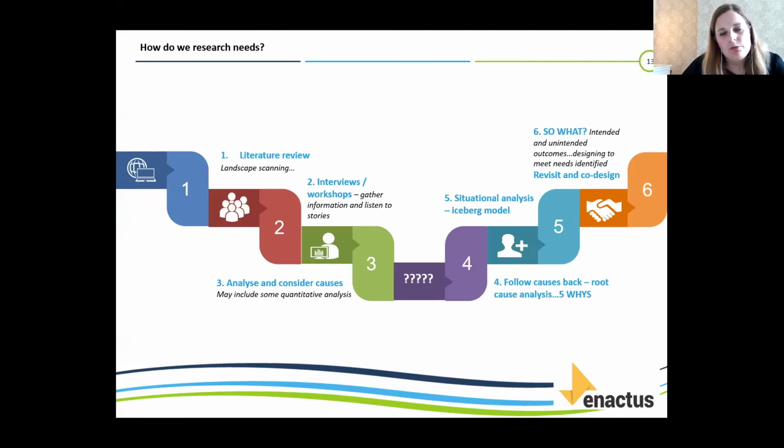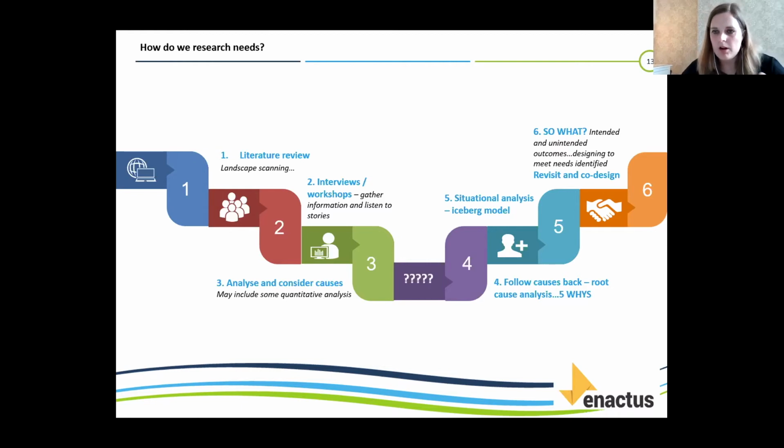Then at stage 4, we're doing the 5 whys approach, which we talked about earlier. So we just want to know there, what is the root cause? And at stage 5 is the situational analysis. So as Jim was talking through the iceberg model, what are the other elements in the problem that you're trying to look at? And then stage 6, we say, so what?